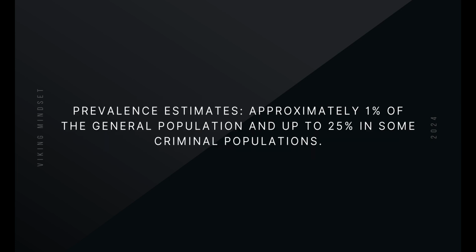Prevalence estimates. Approximately 1% of the general population and up to 25% in some criminal populations are the estimates. If you read Martha Stout's book, The Sociopath Next Door, she claims that 4% of the population could qualify for a diagnosis of antisocial personality disorder. I expect that's probably a closer estimate.